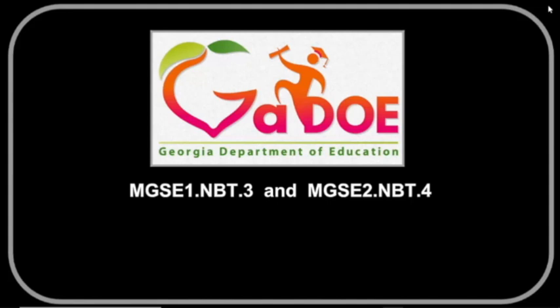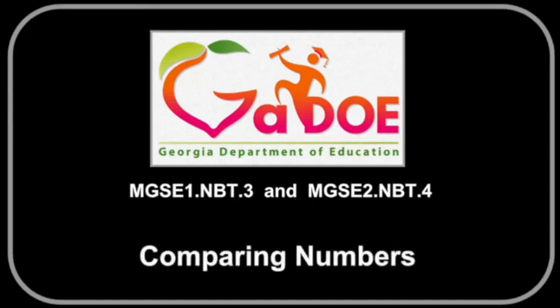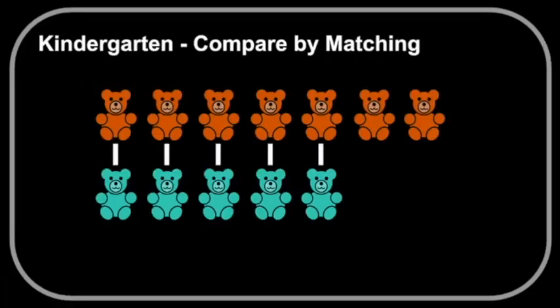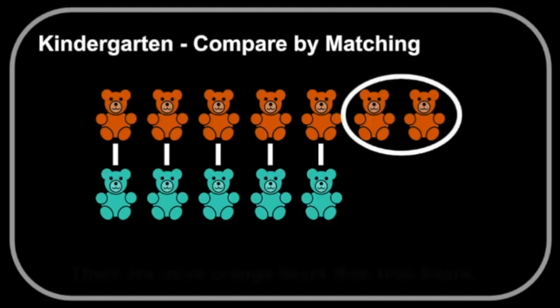This presentation will review the Georgia Standards of Excellence 1 MBT3 and 2 MBT4, which both focus on comparing numbers. In first grade, students compare two two-digit numbers using the appropriate comparison symbols, while second graders begin comparing three-digit numbers. Kindergarten students are introduced to comparing by matching. They identify which group has more or less.